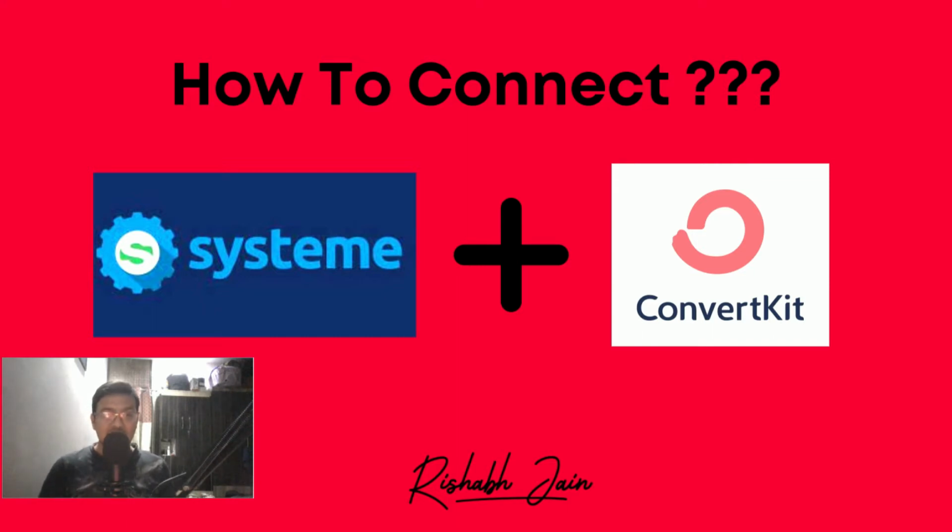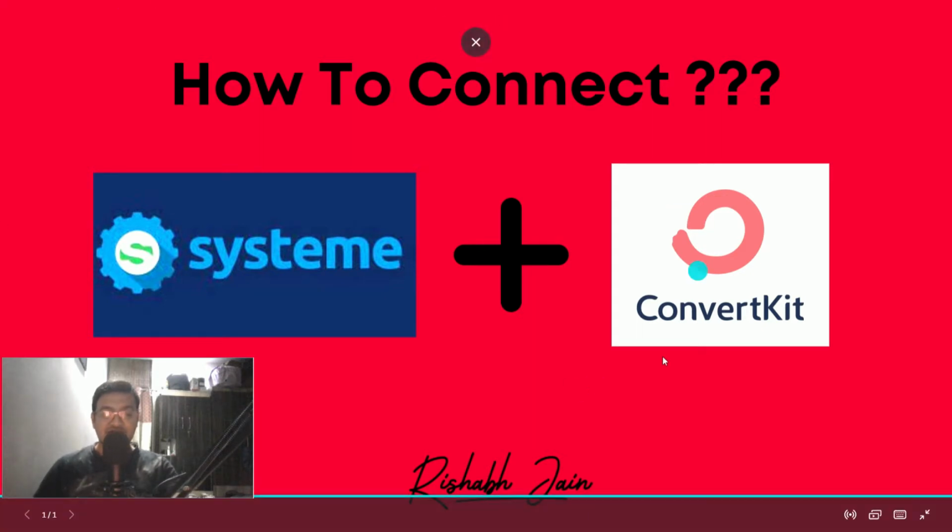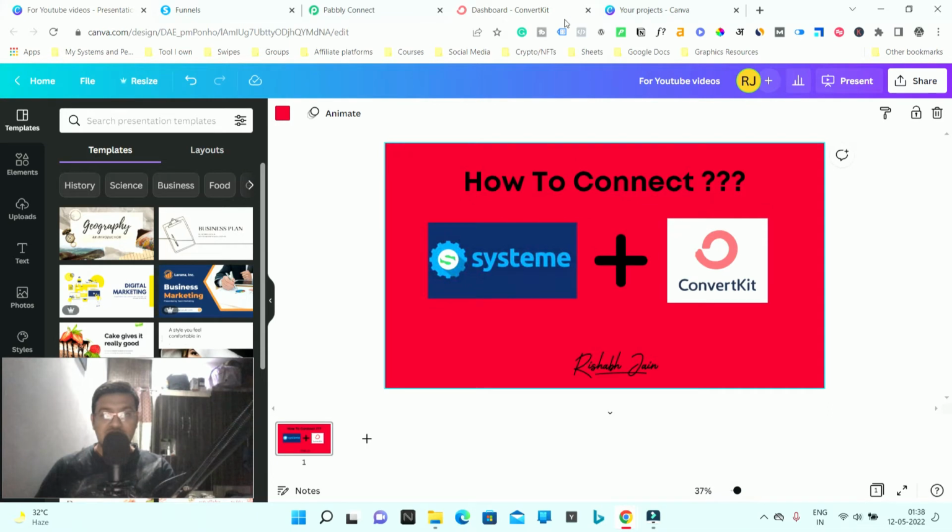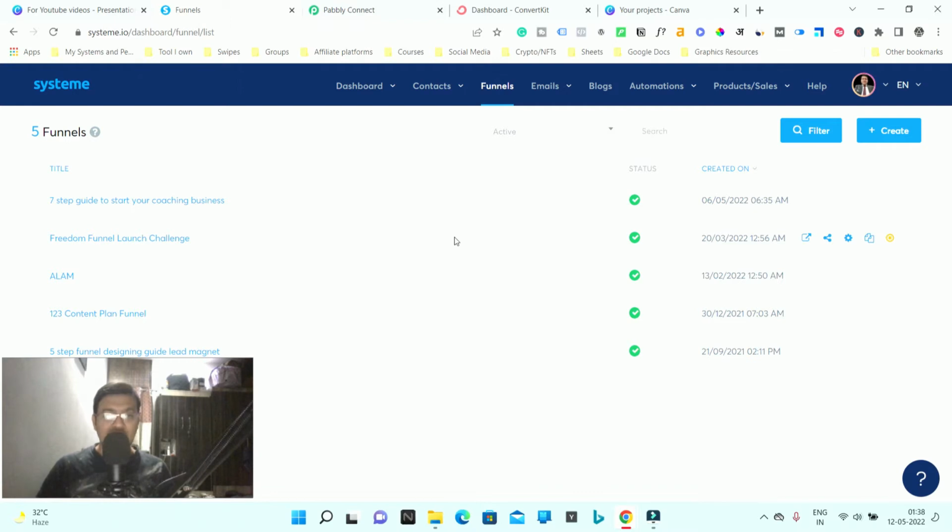So, how can we connect both the tools together? Let's see. First of all, you have to be ready with all the three accounts. If you are collecting data in your system.io account, like you have created the landing page in your system, because system.io is a tool which gives you the function to build sales funnels, to do email marketing, and to also create membership sites. Suppose you have created a funnel with the help of system.io, and now you want the data to be in your ConvertKit account as well.